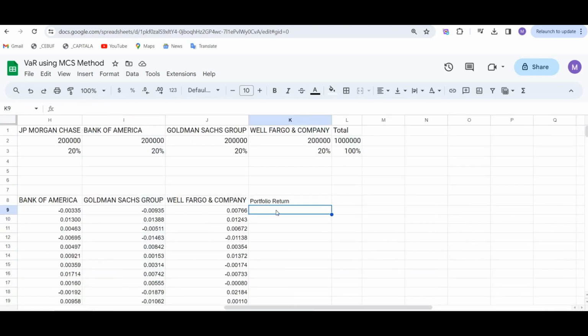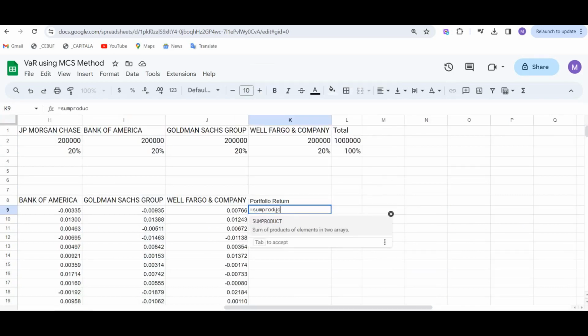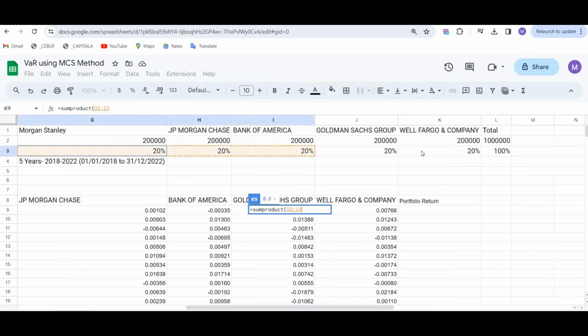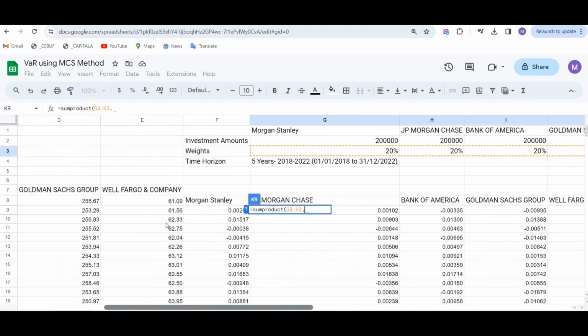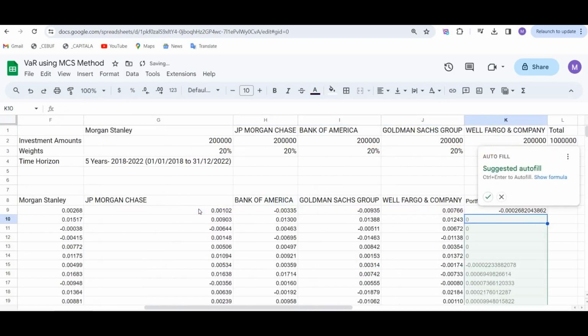And then we'll calculate the portfolio return. The formula is equal to SUMPRODUCT of these weights, comma, the log values, close the bracket, enter.